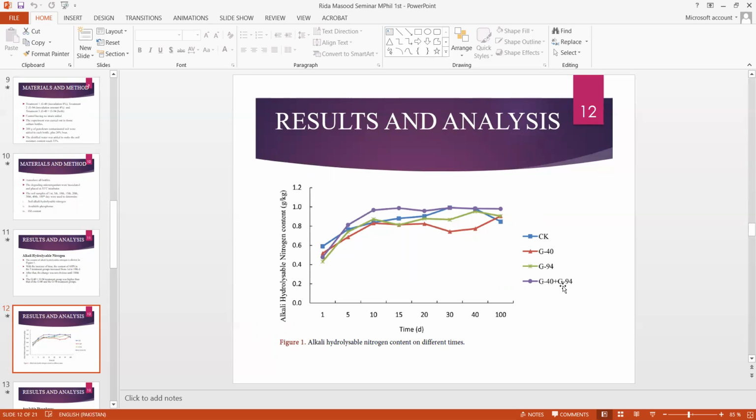With the increase of time, the content of alkali hydrolyzable nitrogen in the three treatment groups increased from the first to the 10th day. After that, no change was observed until day 100. The G40 plus G94 treatment group was much higher than that of G40 and G94. So it was observed that G94 and G40 strains work together much more efficiently than the individual strains.